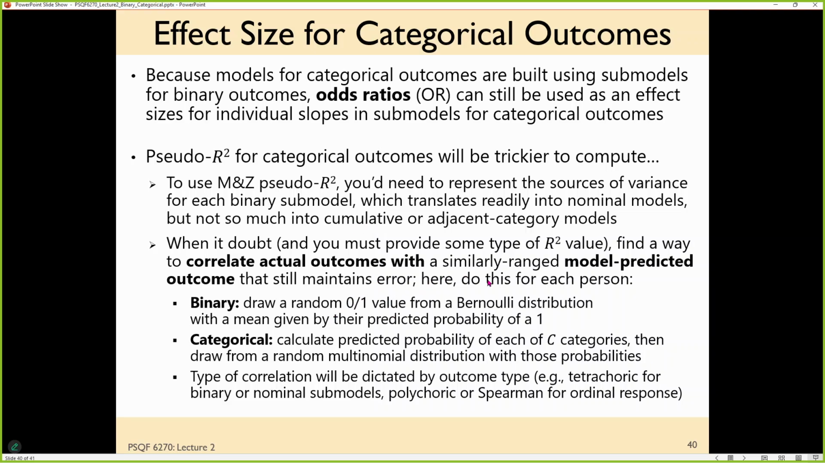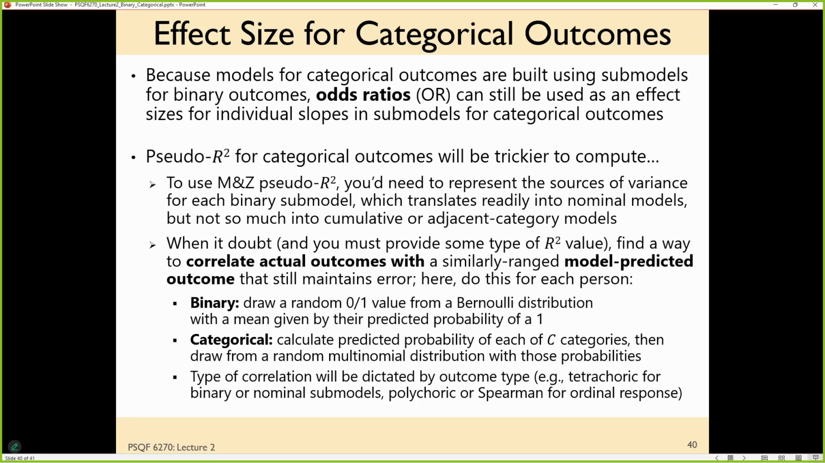Essentially what you would do for binary data to show how related it is to the real ones is to start with generating a model predicted probability. That step is the same. But then rather than rounding it to 0 or 1 and assuming that it's perfect in that regard, we would draw a random 0, 1 variable from a distribution with that probability as its mean.